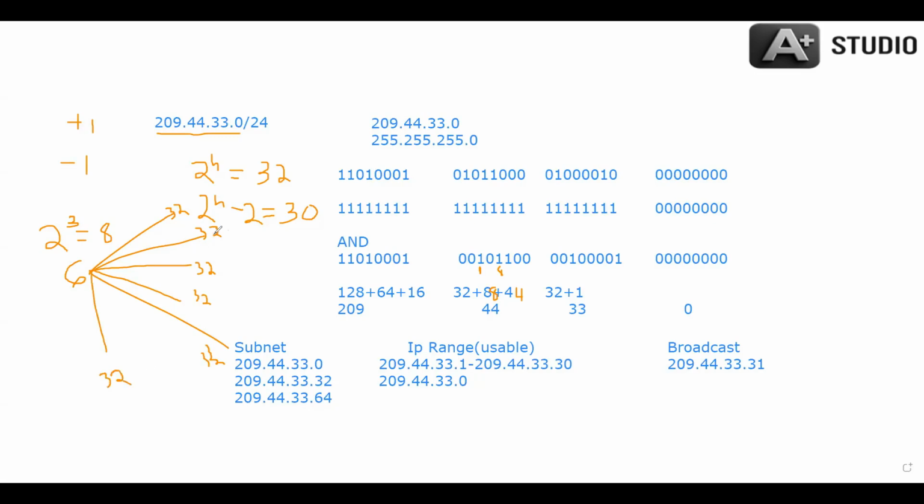32. So 6 networks. Each of the networks must have 32 hosts. Okay, it must have 32 hosts.